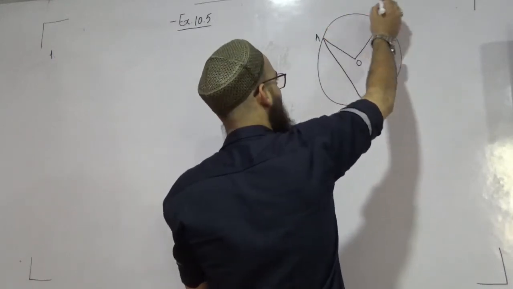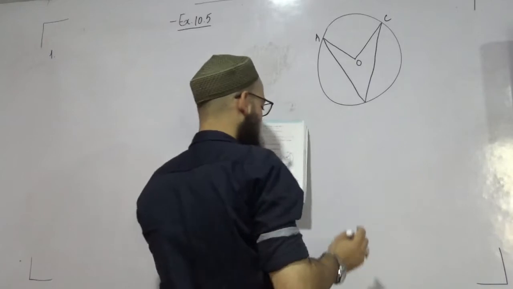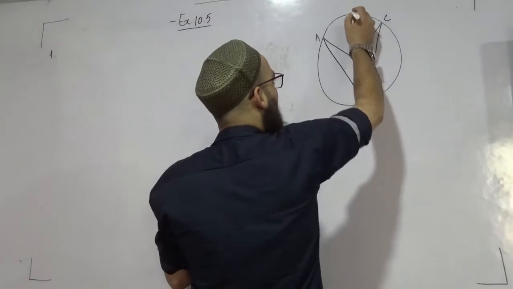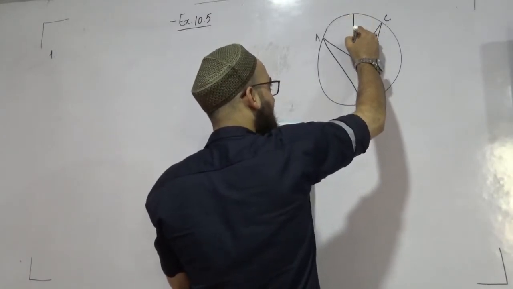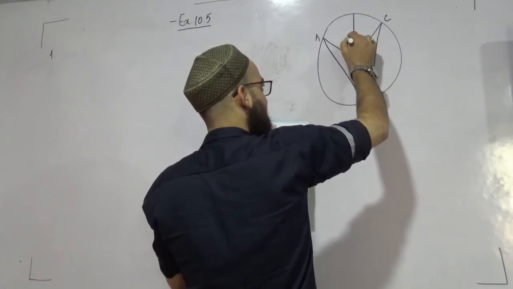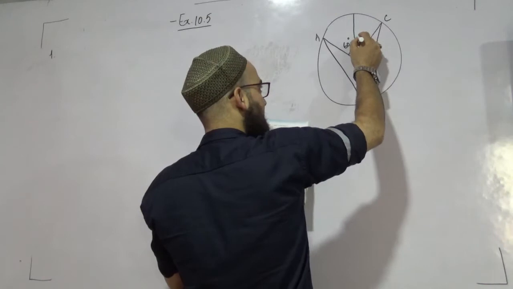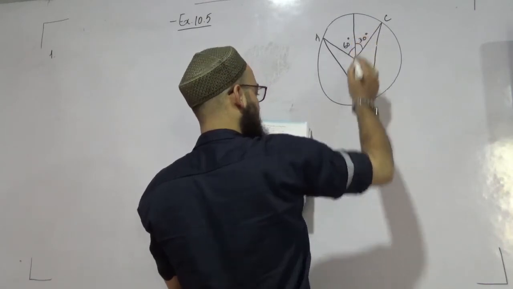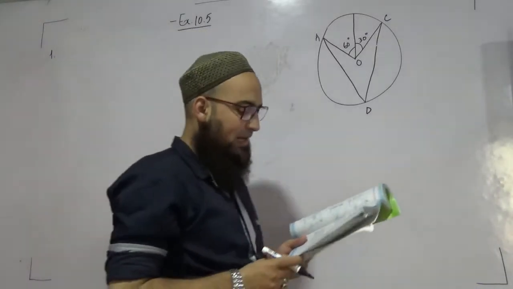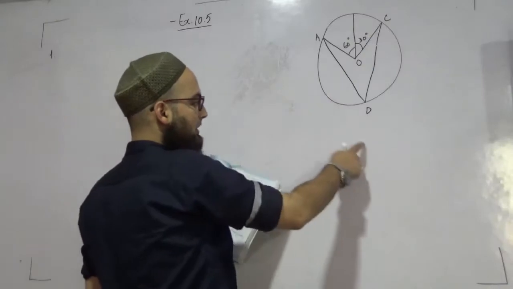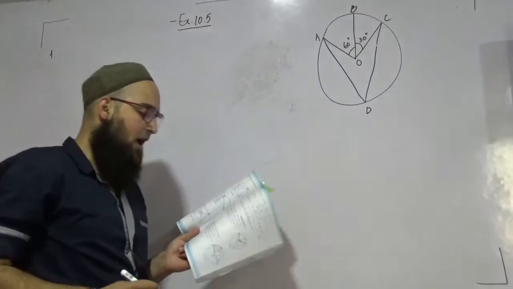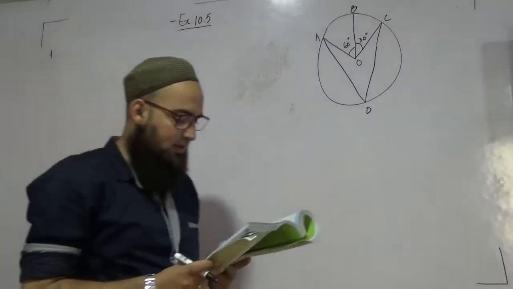This is A, this point is C, this is D and O, and you have somewhere here B. Then this angle is 60 degrees and this angle is 30 degrees. Now the question says, in this figure A, B and C are 3 points on the circle with center O.